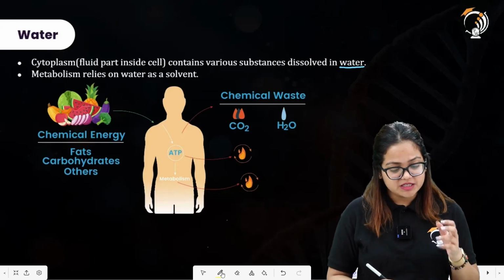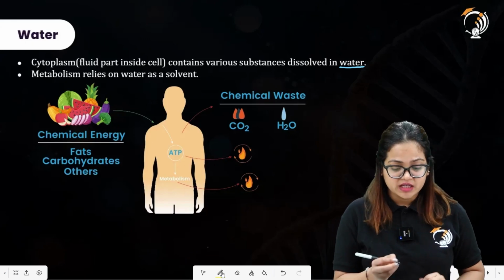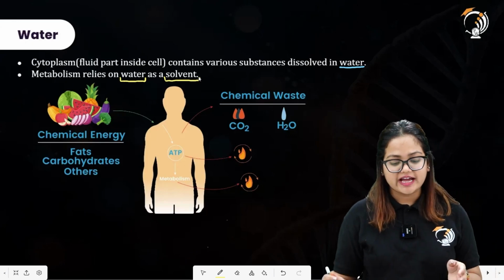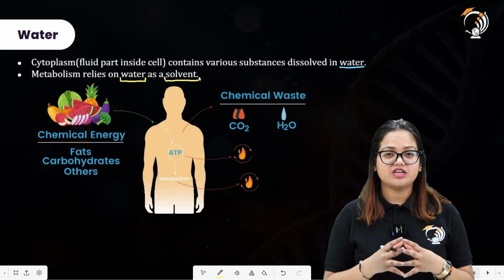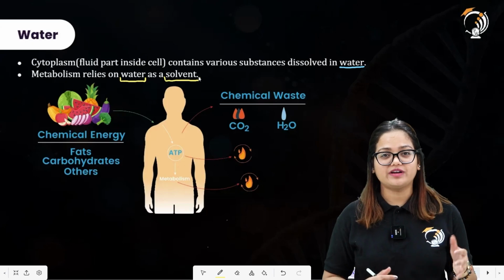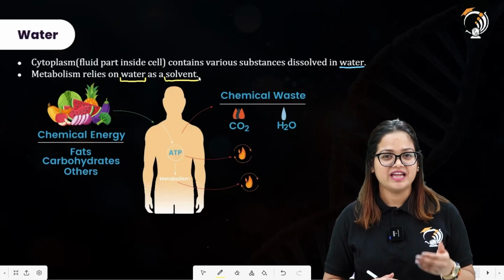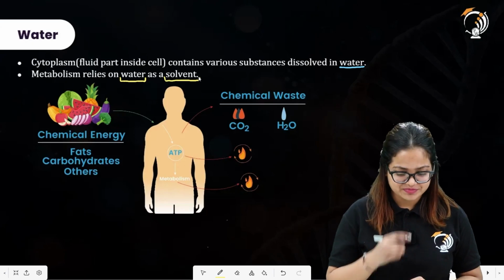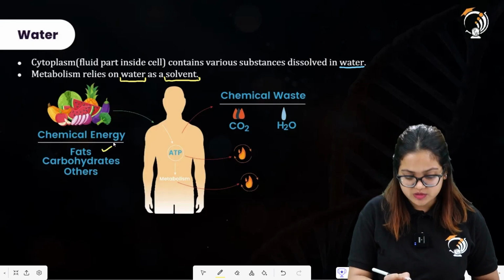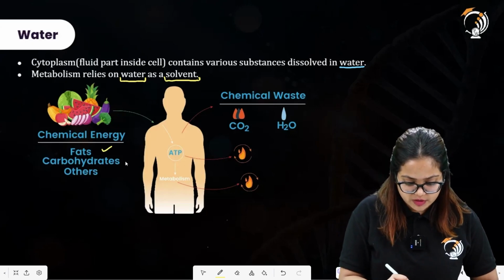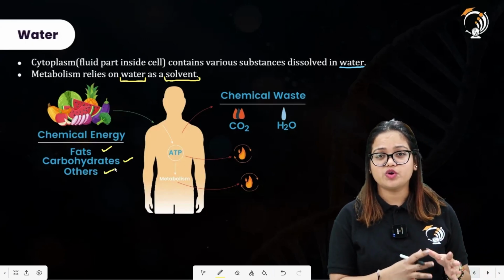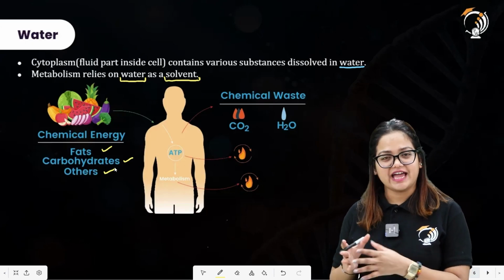Metabolism relies on water as a solvent. You have to consider this as a very important statement, since many questions have come directly from it, asking in which of the following processes water acts as a solvent, and you will simply be able to tick the right answer. We have chemical energy that is obtained from fats. We use fats for energy synthesis, and we use carbohydrates for energy synthesis and other components as well. But we will focus more on fats, carbohydrates, proteins, and water.